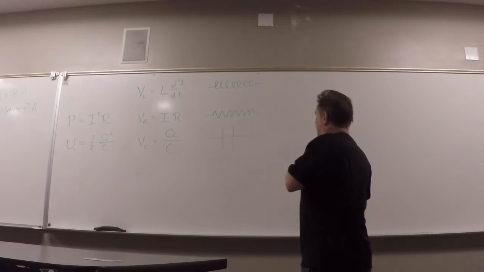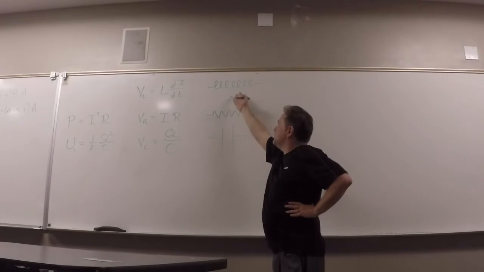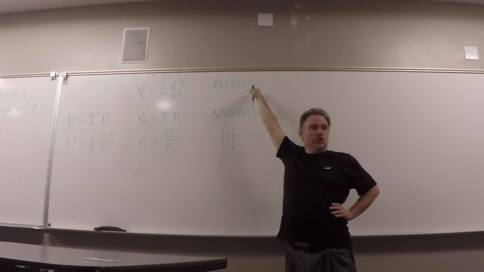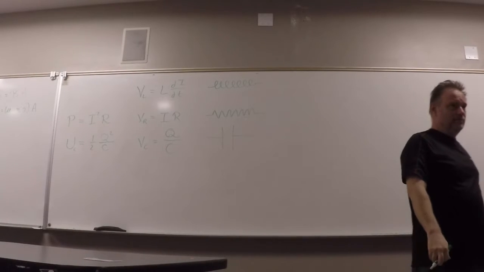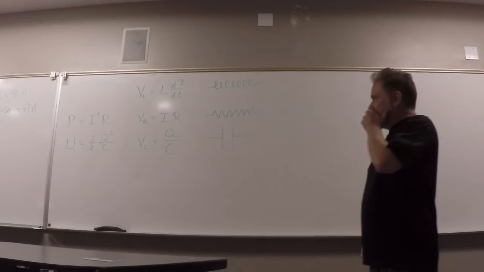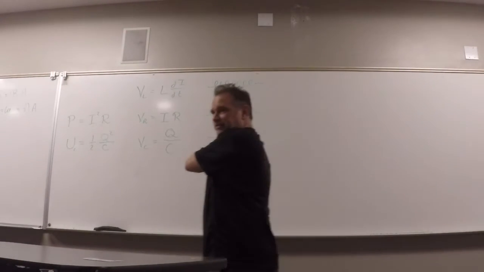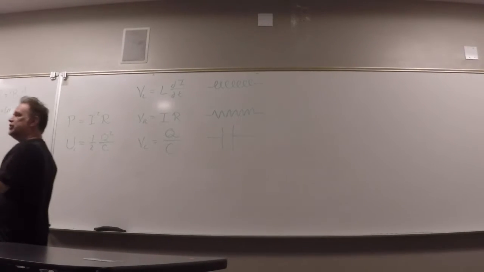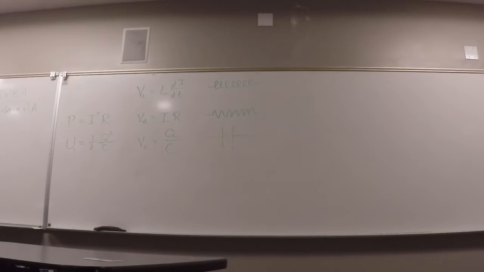Now, an inductor is different because there's energy actually stored in an inductor. That's the power dissipated by a resistor. So when we talk about a resistor in terms of energy, we talk about power dissipated. We don't talk about storing anything. We're not storing it. But in an inductor, we do store energy.